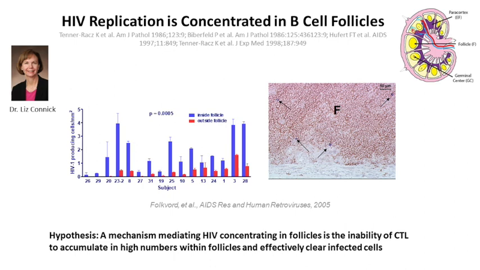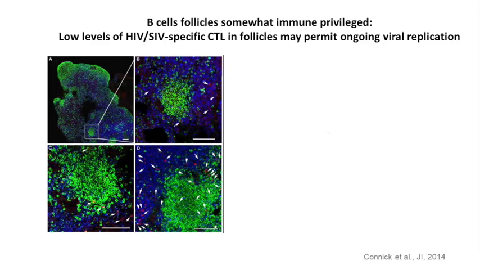So she formed a collaboration with me because I had developed a way using in situ tetramer staining to localize virus-specific CD8 T cells in tissues. We collaborated for a decade looking at these questions, and we looked in both lymph nodes from human subjects as well as in the SIV rhesus macaque model system. What we found is that virus-specific CD8 T cells were indeed most concentrated out in the T cell zone, and in many instances we would find follicles, as shown here in green, for which no virus-specific CD8 T cells were present.